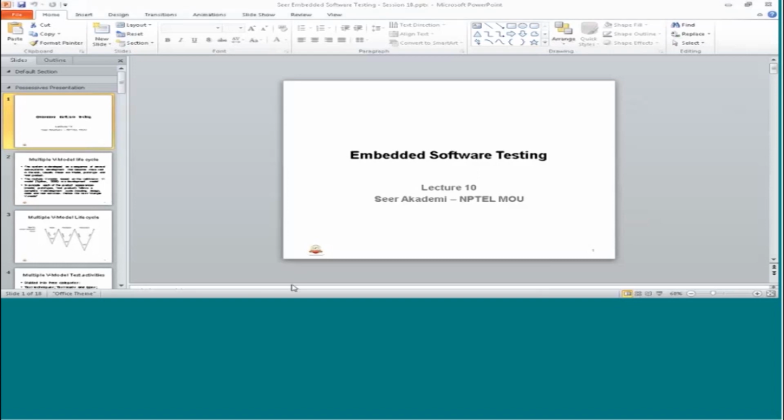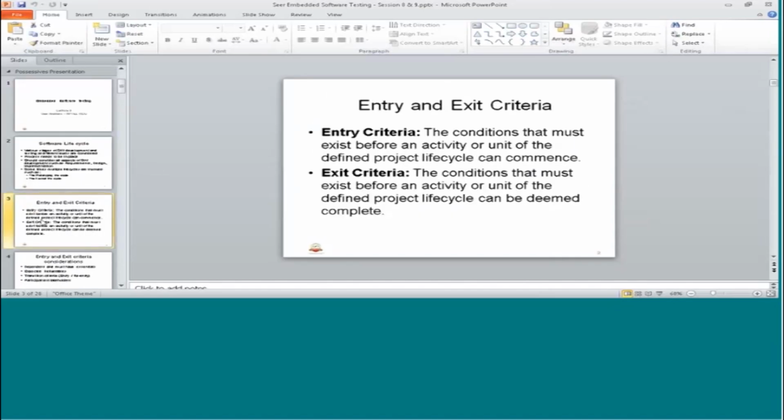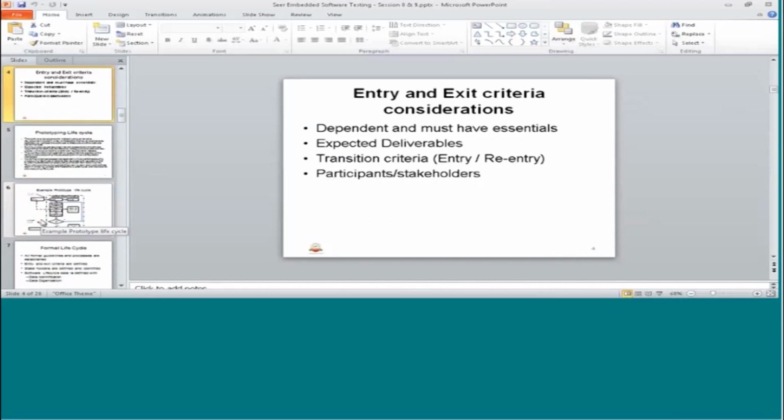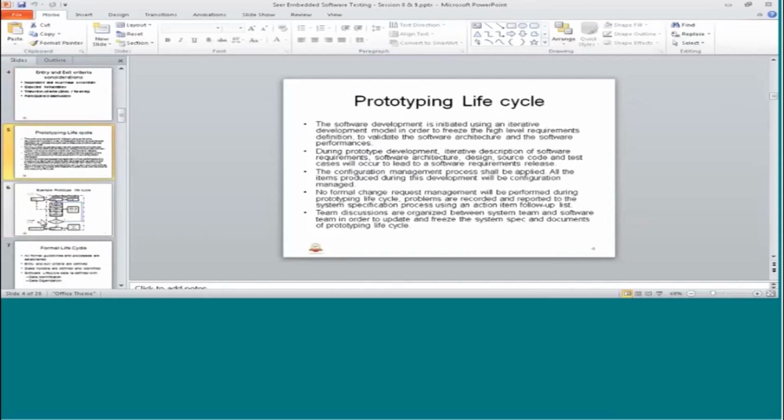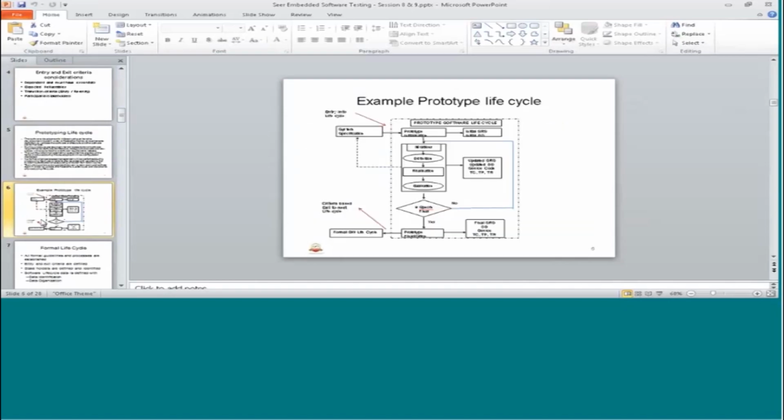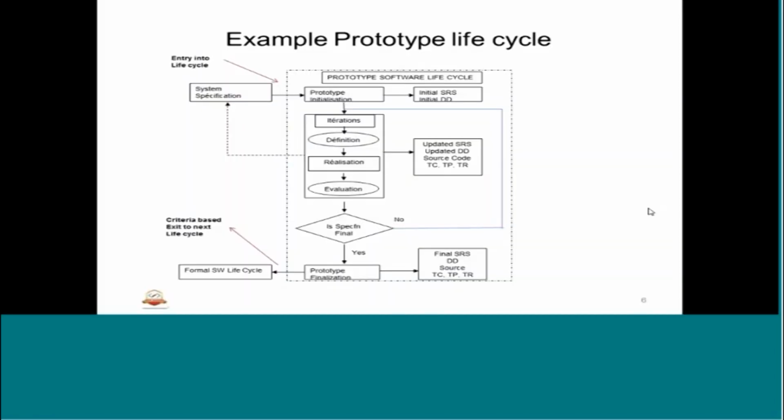we studied about the V life cycle. What are the entry and exit criteria that need to be understood, and what is the dependency, how it's going to enter, how it's going to exit, and we also studied about two types: prototyping life cycle and the formal life cycle. And an example of prototype life cycle we studied. Just glance through the session we had in the earlier class.